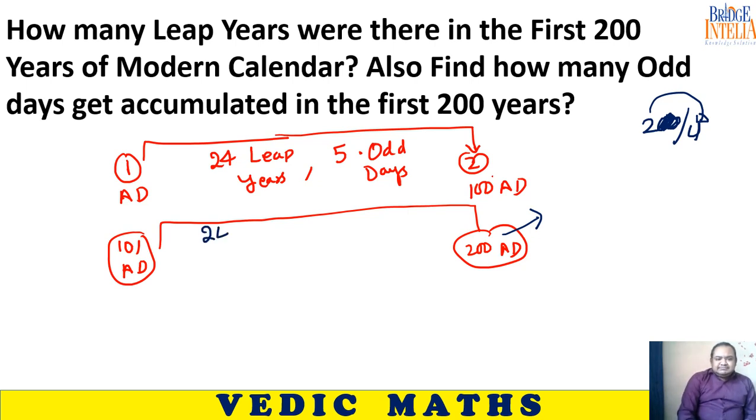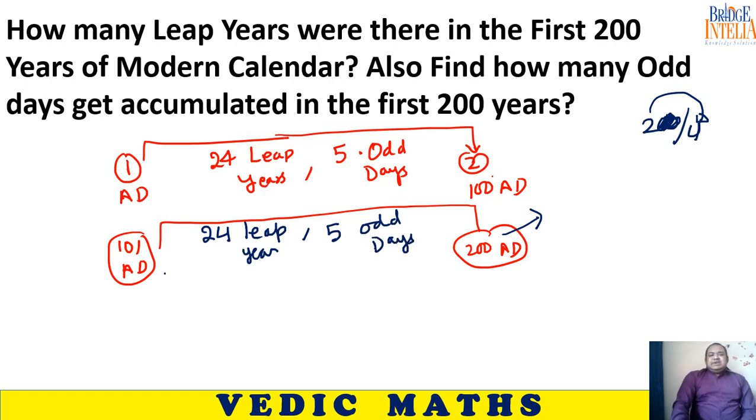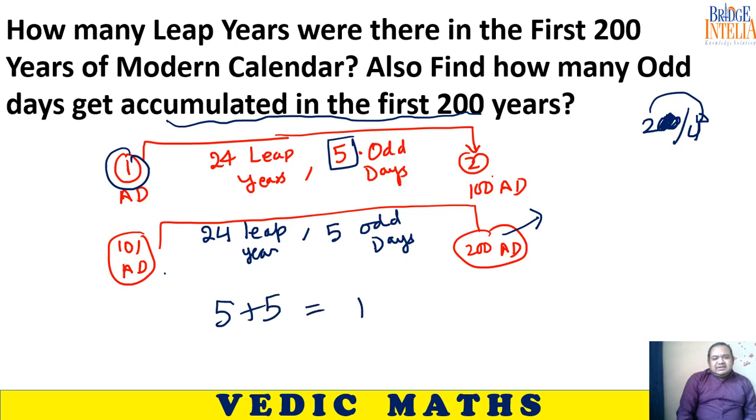So same logic, here again 24 leap years are there. And in this duration, that means from 101 AD to 200 AD, again 5 odd days get accumulated. So if somebody asks how many total odd days get accumulated in the first 200 years, that means 5 plus 5, so total 10 odd days. 10 divided by 7, the remainder would be 3, so 3 odd days.